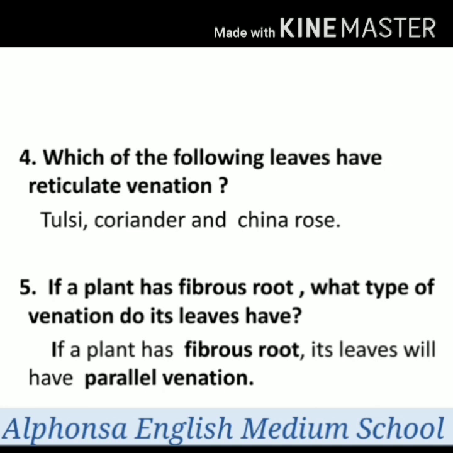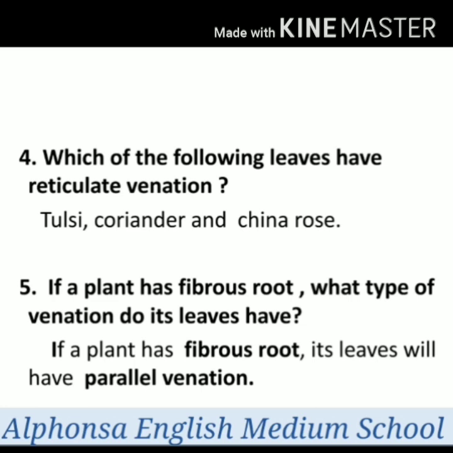Fourth question. Which of the following leaves have reticulate venation? There are a few plants given: wheat, tulsi, maize, grass, coriander and China rose. Please open your textbook and do this exercise. Okay. That is question number 5. Among these plants, only tulsi, coriander and China rose have reticulate venation. All the others have parallel venation.